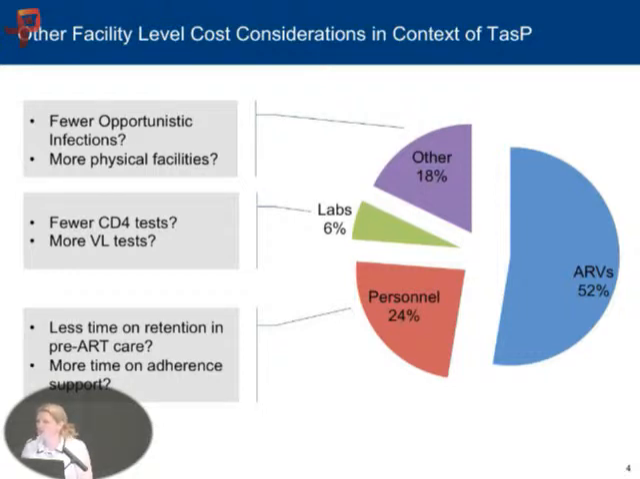treat type of model? On the flip side, as we think about use of viral load coming into standard of care, what does that mean from a cost perspective? And then from a personnel perspective, are we going to be spending less time on retention into pre-ART care? Possibly, but then maybe we're spending more time on adherence support. And on top of that, of course, just as one of the previous presenters talked about, the number of providers necessary in general to treat the increase in potential number of patients.